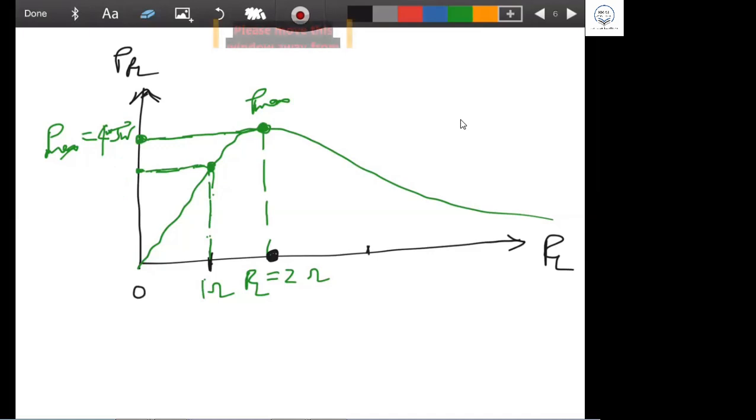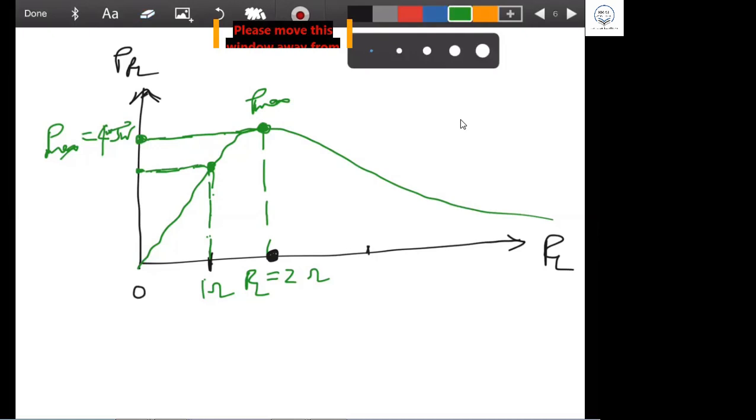It is 4, as you said. Absolutely correct. Can you see the screen, or is something blocking it? No, sir. Okay, clear. Good, no problem. If any disturbance anytime, please let me know. Okay, 4 watt here. Absolutely correct. 1 ohm gives you 4 watt.